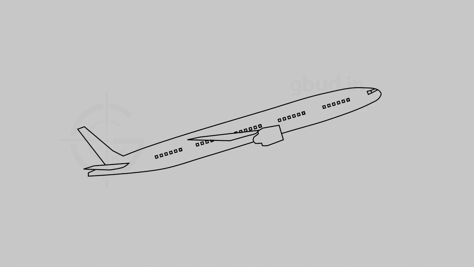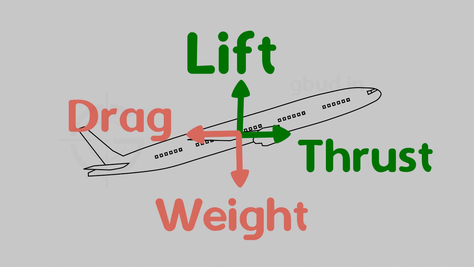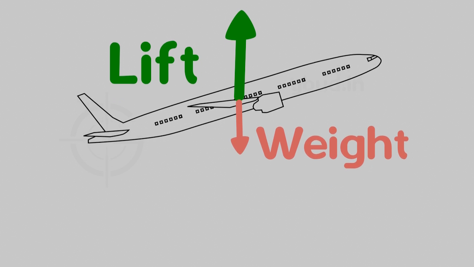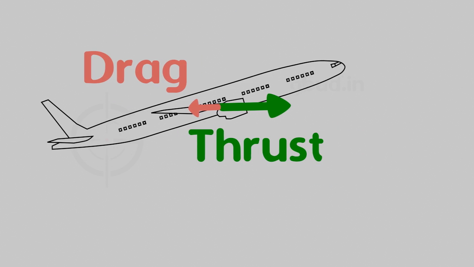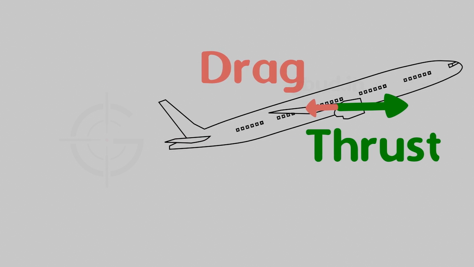Now you know the four major forces acting on the aircraft. They are lift, weight, thrust, drag. When the lift is greater than the weight, the aircraft will float. When the thrust is greater than the drag, it will move forward. Now you know how the aircraft flies.